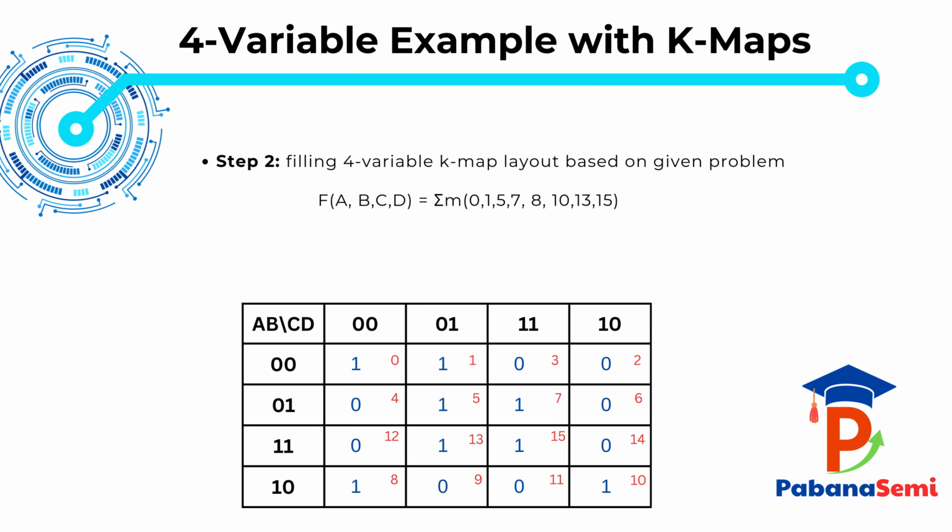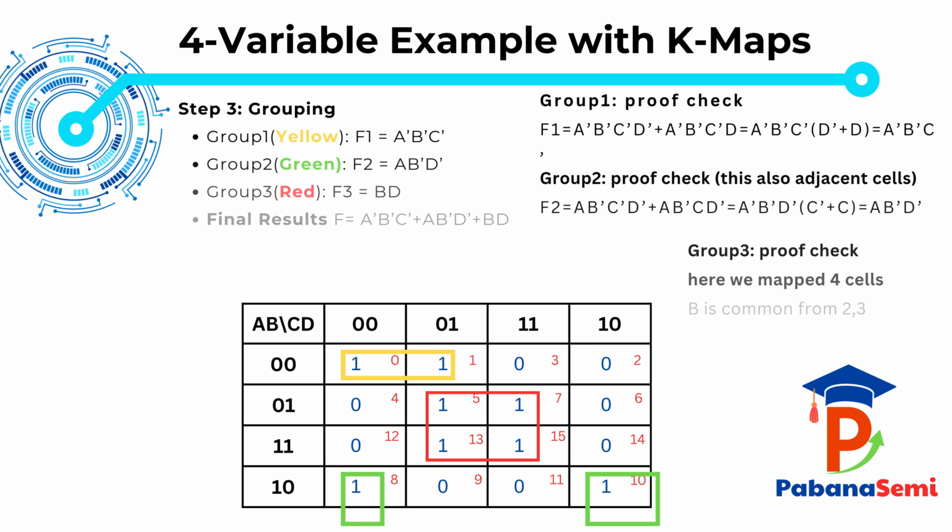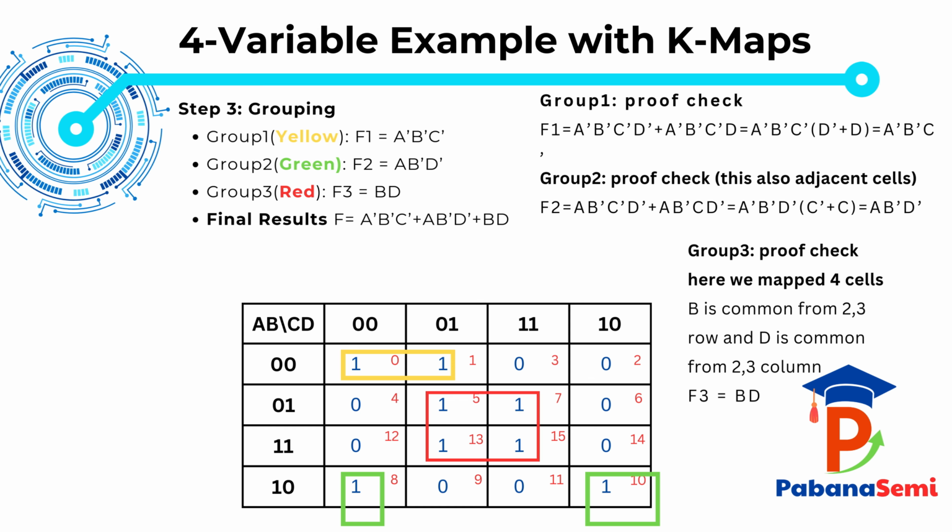Filling the K-map cells. Now, we place values into the K-map using the given minterms. At M0 and M1, we place 1. At M5 and M7, we place 1. At M8 and M10, we place 1. At M13 and M15, we place 1. All remaining cells where the minterms are not listed are filled with 0. Understanding the filled K-map. At this point, every 1 in the K-map corresponds to a listed minterm. Every 0 corresponds to a minterm not included in the function. Now, step 3, grouping for this 4-variable Karnaugh map. The rows are labeled using AB in gray code order 00, 01, 11, and 10.